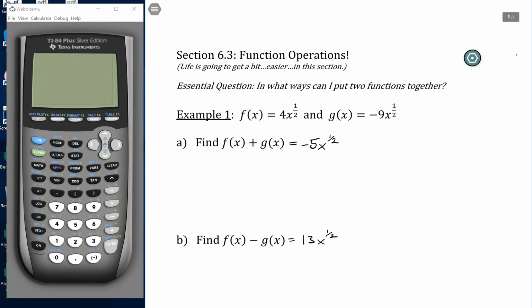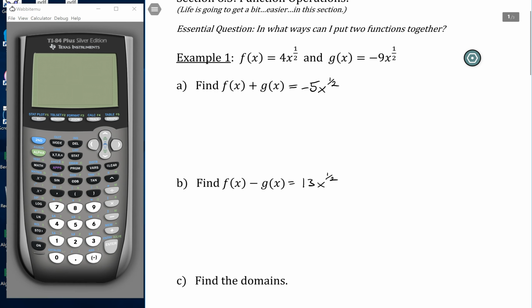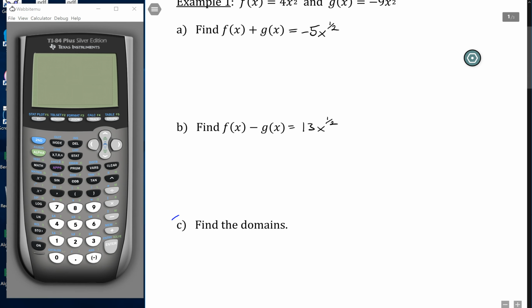All right, pull out your calculators, folks, because this is going to be one of my personal favorite kind of lessons. We're going to be looking at stuff with the calculator just to give us a graphical representation of some of these functions. Now, this is section 6.3, which we started in class. However, we need to do part C of each of these examples.